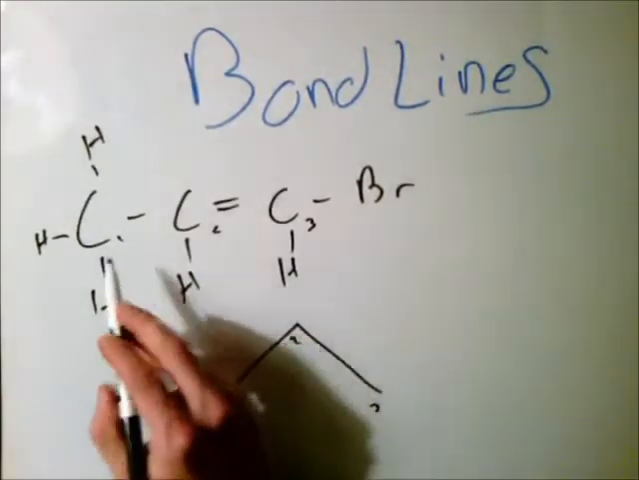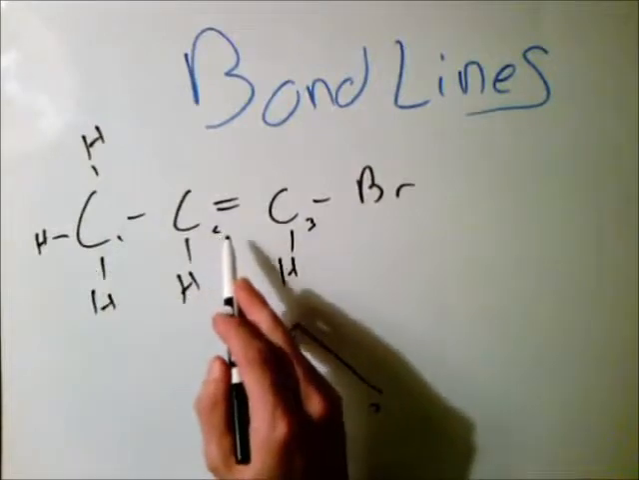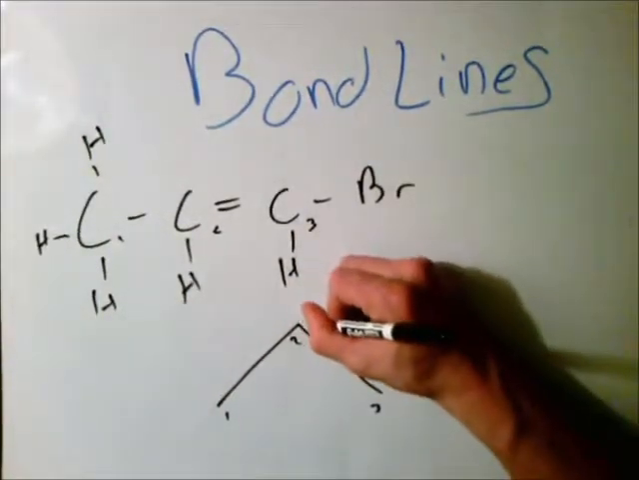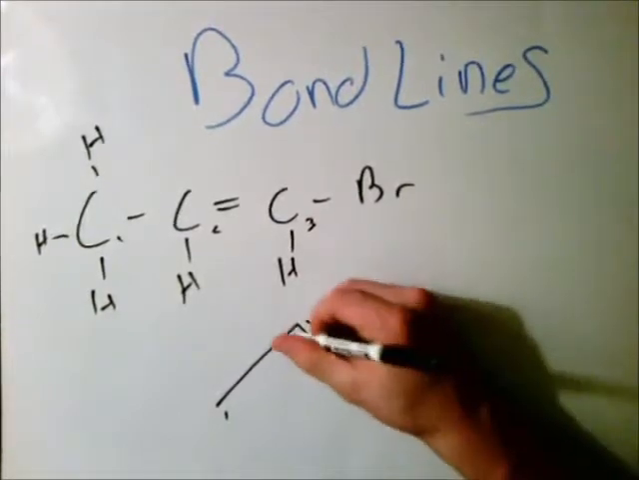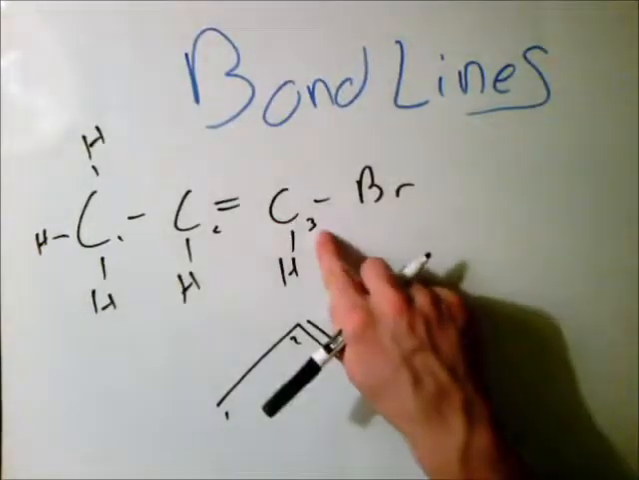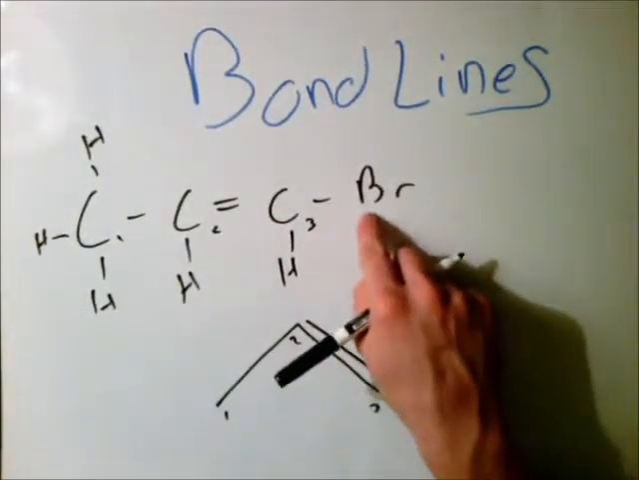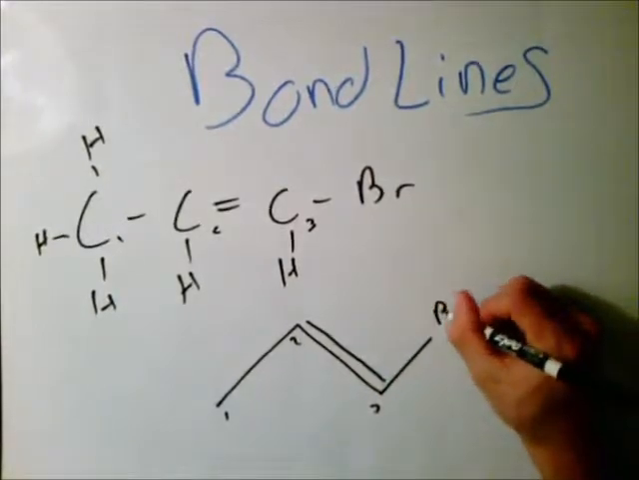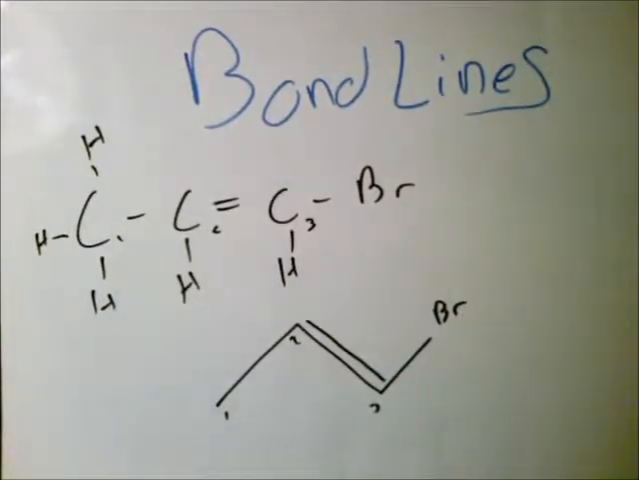So carbon 1, there's nothing special going on. Carbon 2 and carbon 3 are double bonded, so we're going to draw another line here in between carbon 2 and 3 to represent the double bond. And on carbon 3, we have a functional group here with bromine. So we're going to draw a line and a BR to show bromine. And that's all there is to it.